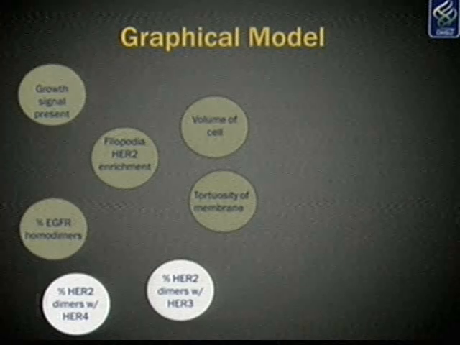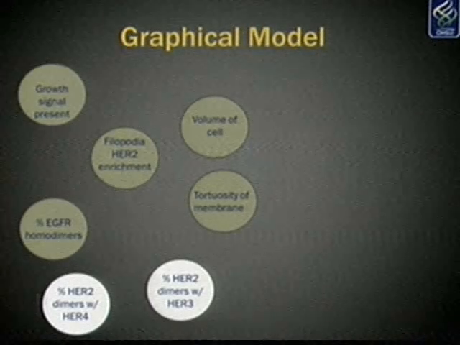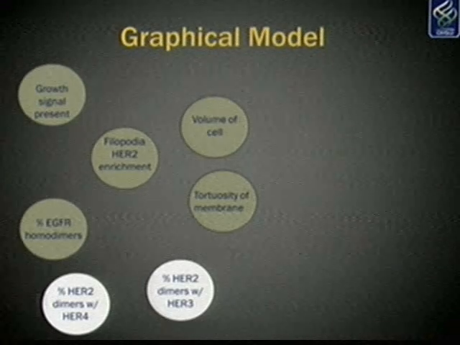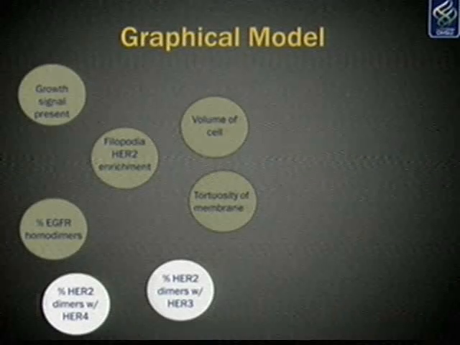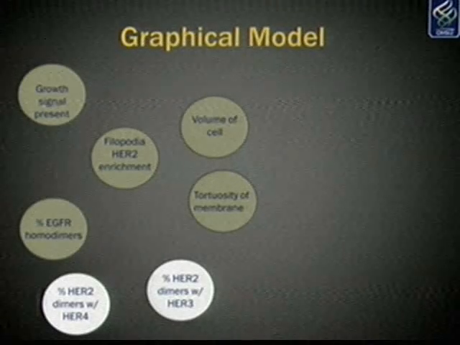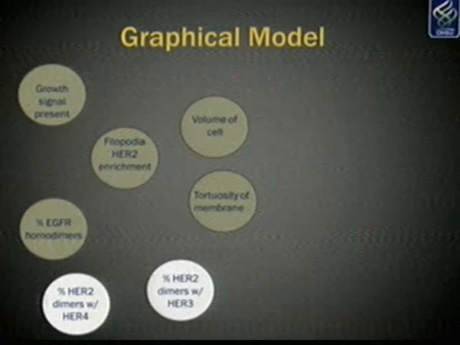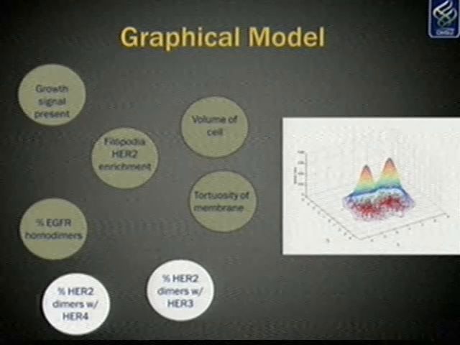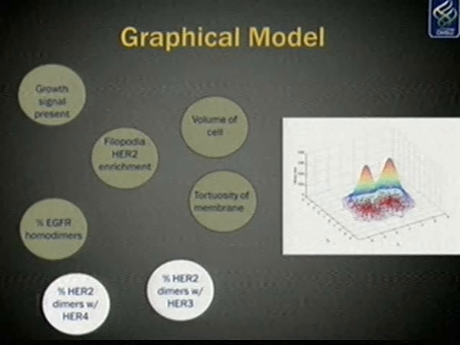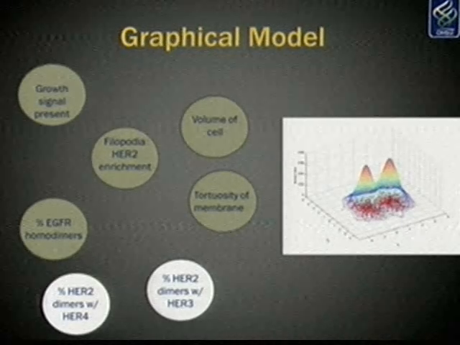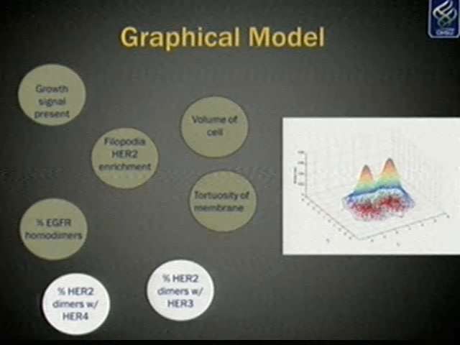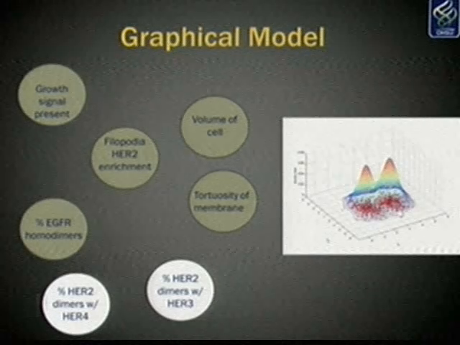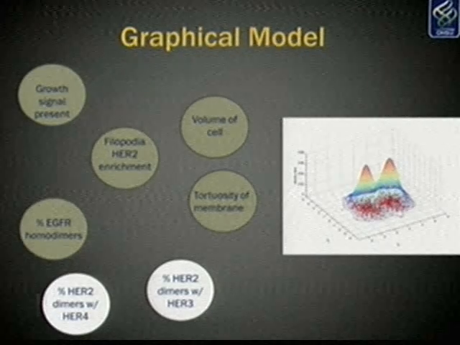So we have a bunch of quantities that we don't know that can have some value. In this case, maybe this is a binary, whether the growth signal is present. And maybe this is some measure of how much the HER2 molecules are enriched on those filopodia projections. And there's some complicated joint distribution on the values of all these different nodes. In this case, the gray nodes are things that have been observed, and the white nodes are things that we perhaps haven't observed, that we still might be able to infer something about based on their joint probabilities.